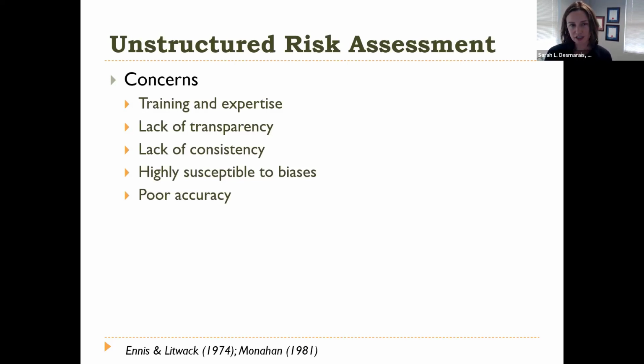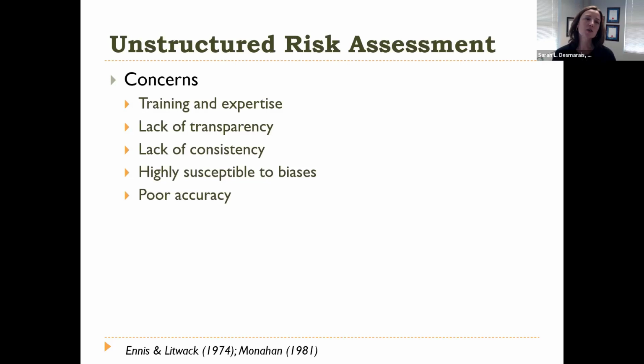With unstructured risk assessment, there is a real lack of transparency because it's very difficult for us as humans to really articulate what and how and why we're coming to these decisions. We might be able to talk on some basic level about the things that we consider, but human decision-making is very complicated and complex. And frankly, we have very limited insight into how we make our own decisions. There can be a very big lack of consistency across people, but also within people, which ties into my next point as well.